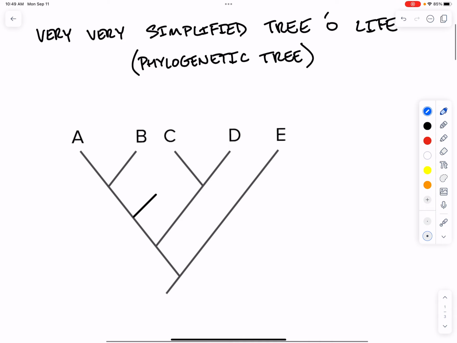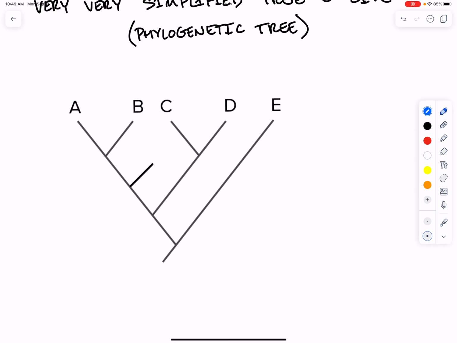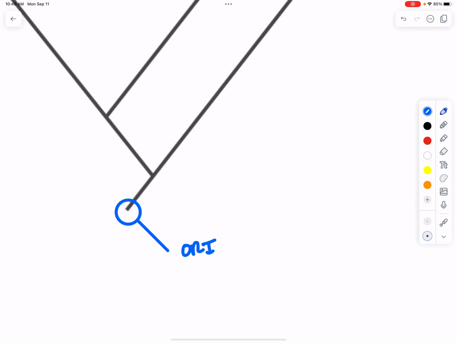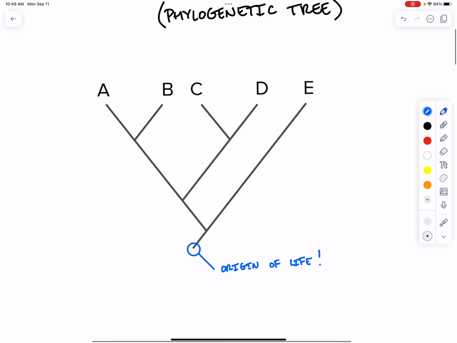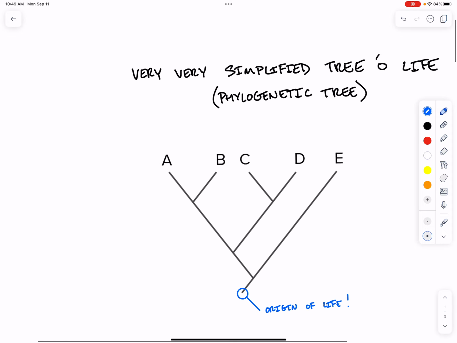Okay, so this is a phylogenetic tree. It has a few different points that are important. If we go back far enough, if this is a tree showing us all living organisms on Earth, we get back to the origin of all life. All living things come from other living things, but then where did the first living thing come from? We're going to answer that question later on in the year, but not today.